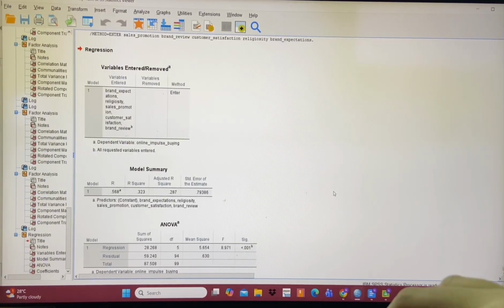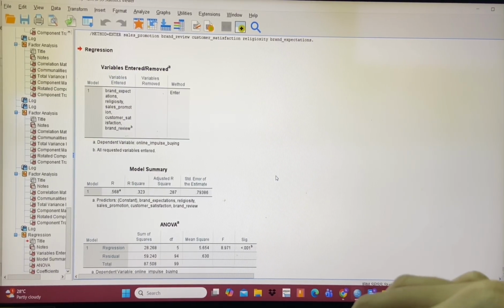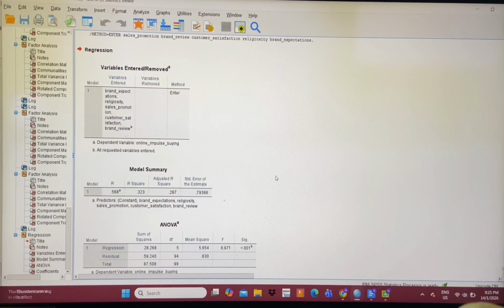For the model summary, the R value is 0.568, which indicates a moderate relationship between the independent variables and online impulse buying. The R square value is 0.323, meaning that 32.3% of the variation in online impulse buying can be explained by the 5 independent variables in the model. Then the adjusted R square is 0.287, which shows that after adjusting for the number of predictors, about 28.7% of the variance is still explained. This suggests that the model has a reasonable explanatory power.